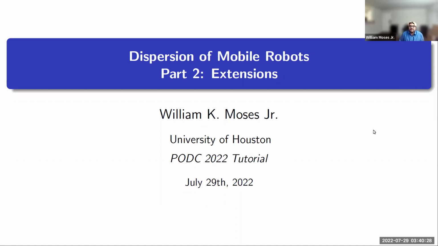So my name is William K. Moses Jr., or Billy. And in the first part of the tutorial, Anisur talked about dispersion, explained what the problem is, motivated it, and talked about some of the papers that solve this problem, the vanilla setting.